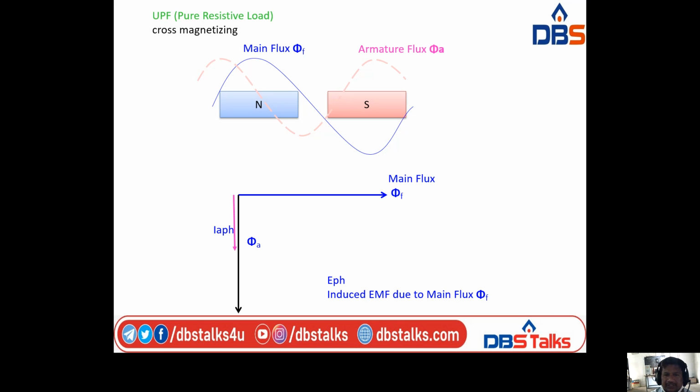Suppose it is a unity power factor. A unity power factor is nothing but a pure resistive load, right? That means the angle between voltage and current is 0. So at that time the power factor is unity, with a resistive load, and the armature reaction is cross magnetizing.